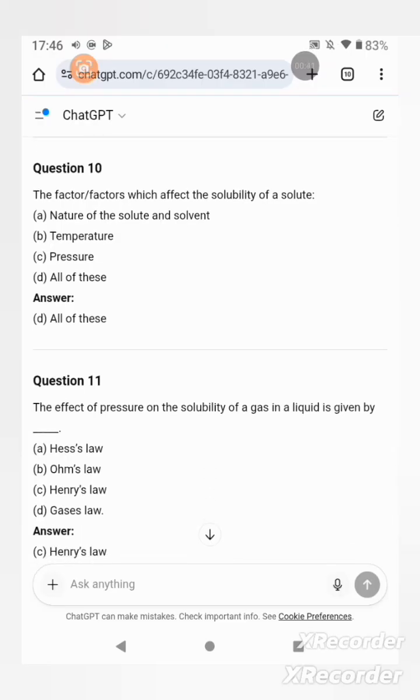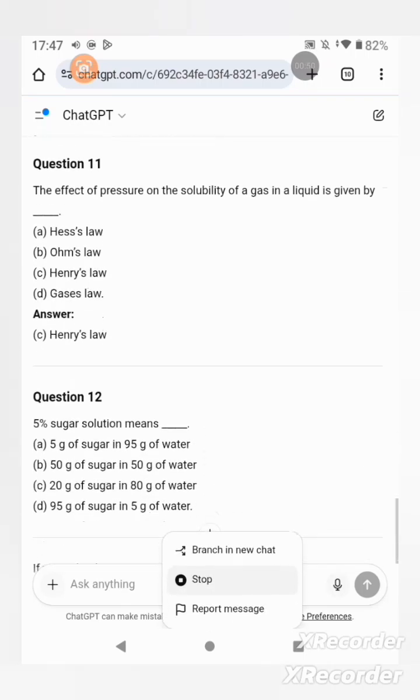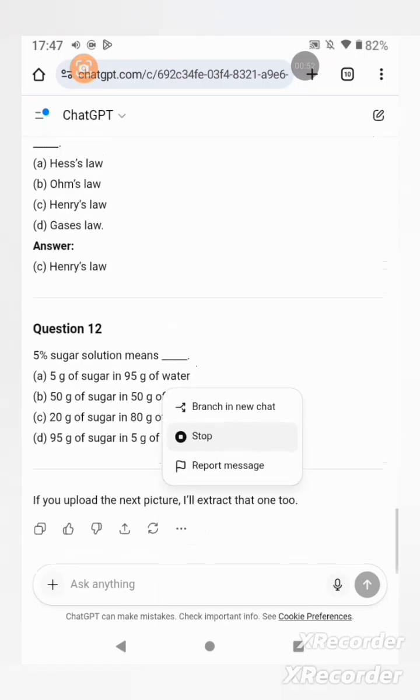Question 11. The effect of pressure on the solubility of a gas in a liquid is given by A. Hess's law, B. Ohm's law, C. Henry's law, D. Gas law. Answer: C. Henry's law.